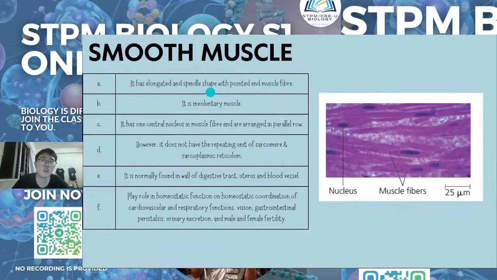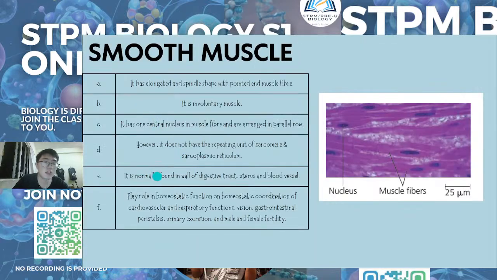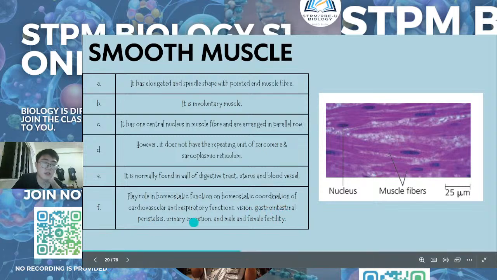And the shape is also different. It is spindle shaped compared to skeletal muscle, which is cylinder shaped. Smooth muscle is normally found in the wall of the digestive tract, uterus, and blood vessels. It plays a major role in homeostatic function, and also cardiovascular and respiratory function, vision function, gastrointestinal peristaltic function, urinary excretion function, and male and female fertility. So these are all the functions.